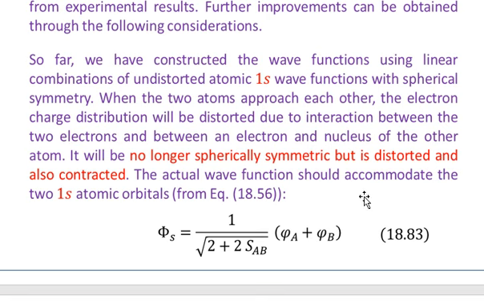The actual wave function should accommodate the two 1s atomic orbitals. That is, this spherically symmetric orbital should also consider the distortions, because this wave function that we have been using considers only that the 1s atomic orbitals are spherically symmetric. So in order to produce more accurate results, we need to consider that they are no longer spherically symmetric and are distorted and also contracted.